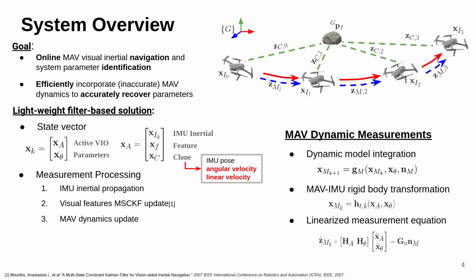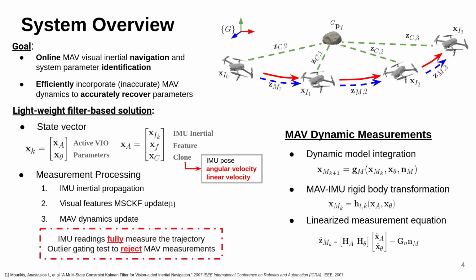We now introduce how we formulate the MAV dynamic measurements. As before, we can integrate the MAV state using the dynamic model, summarized as GM. Second, we connect the MAV and IMU using their rigid body transformation, denoted as HT. Finally, we get the linearized measurement equation, which is a function of the active state, parameter state, and measurement noises.